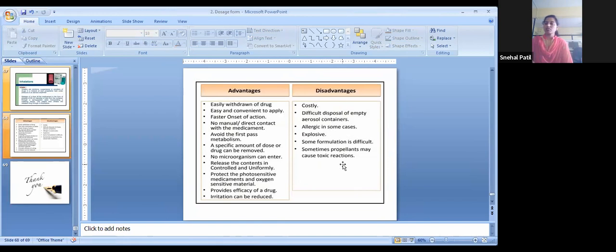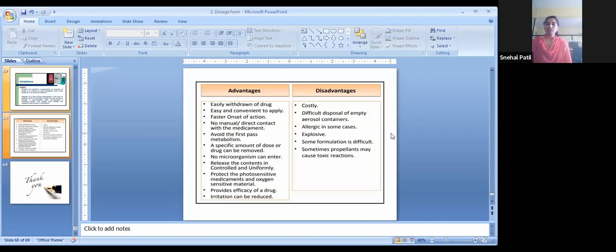The next is some formulations are difficult, and sometimes propellants may cause the toxic reaction. In the gaseous dosage form, the active ingredient and the inert propellant are mixed together and filled in the container by the pressure. But sometimes this inert propellant causes the toxic reaction with that drug. So this provides the side effect to the patient. So this is the disadvantages of the gaseous dosage form.